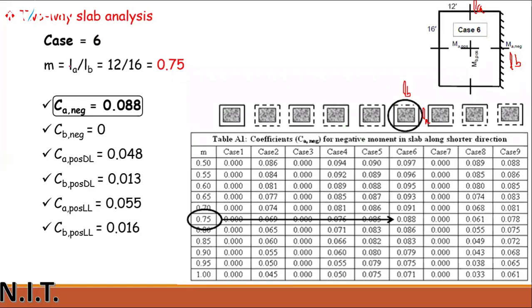Now you can calculate LA divided by LB to find the value of m, that is 12 divided by 16, which gives you the answer of 0.75.